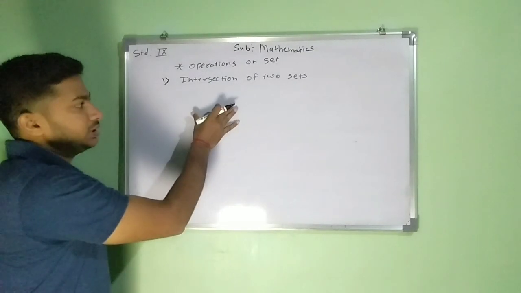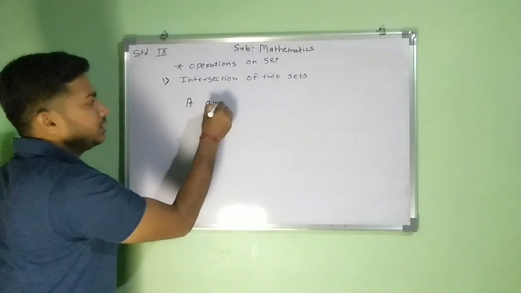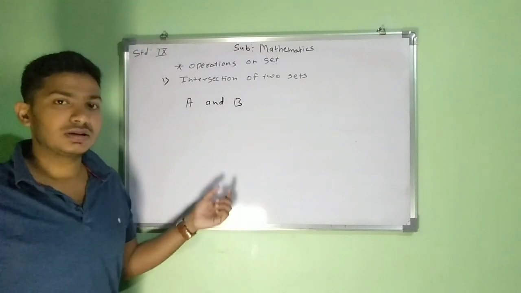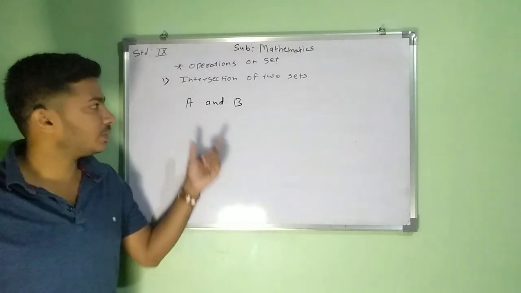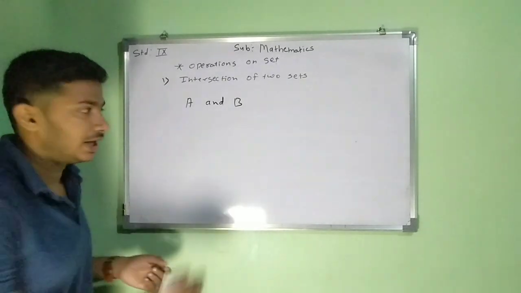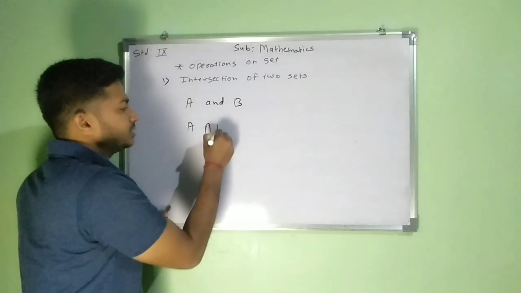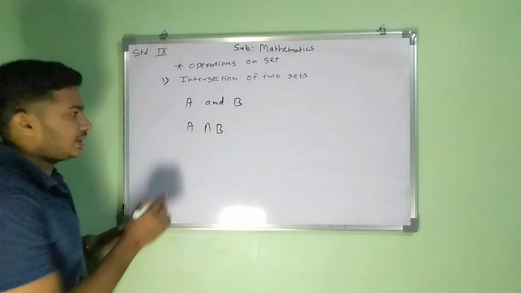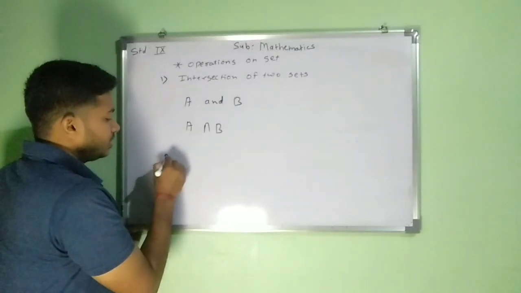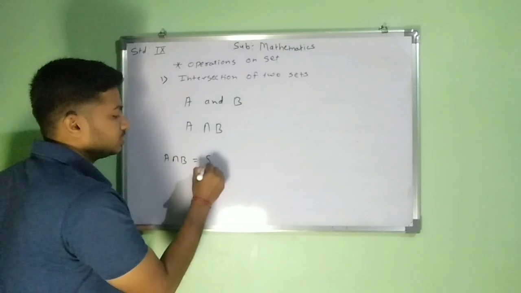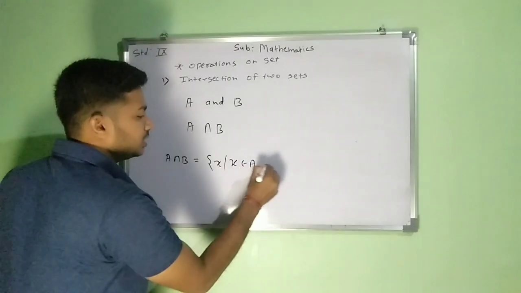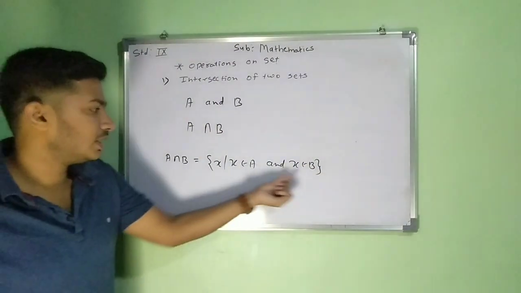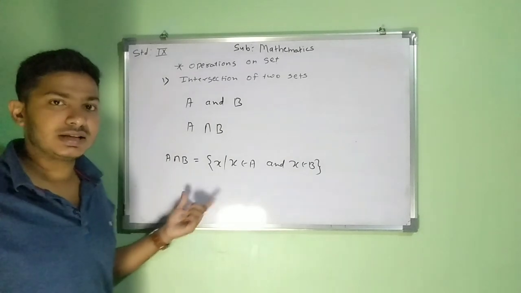The intersection of two sets: suppose A and B are two given sets. Then the set of all common elements of A and B is called the intersection of the two sets, and it is denoted by A intersection B using this symbol. In the set builder method it is written as A intersection B is equal to {X such that X belongs to A and X belongs to B}. That means X is common between A and B.